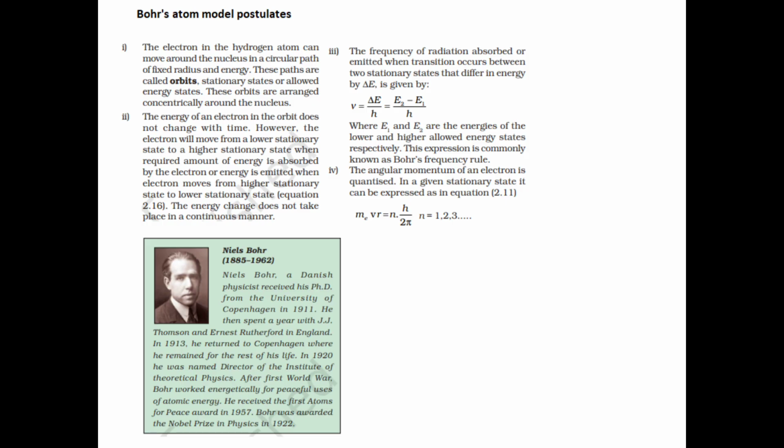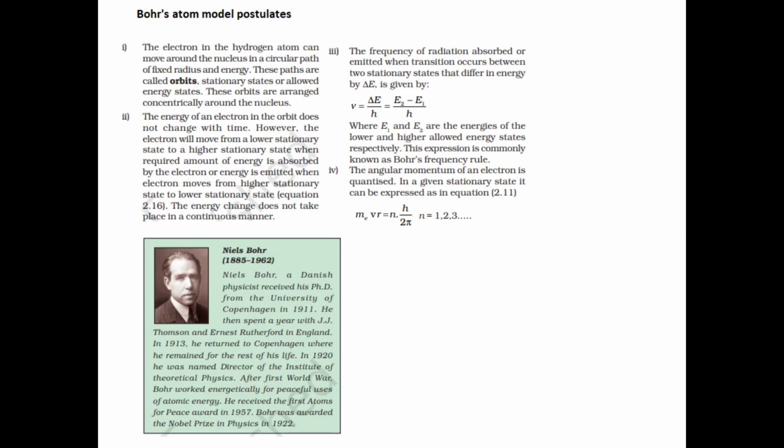Number 3: the frequency of radiation absorbed or emitted when a transition occurs between two stationary states that differ in energy, which is delta E, is given by nu is equal to delta E by h, where delta E is equal to E2 minus E1, and E1 and E2 are the energies of the lower and the higher allowed energy states respectively. This expression is commonly known as Bohr's frequency rule.